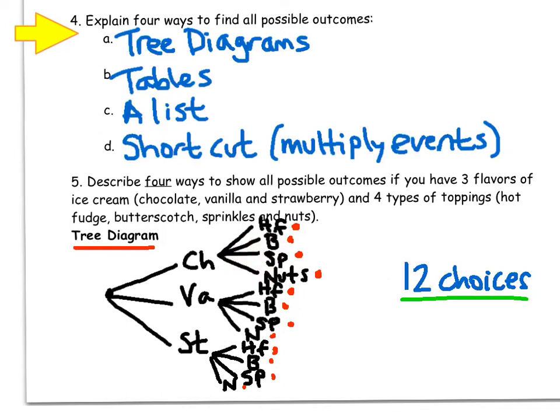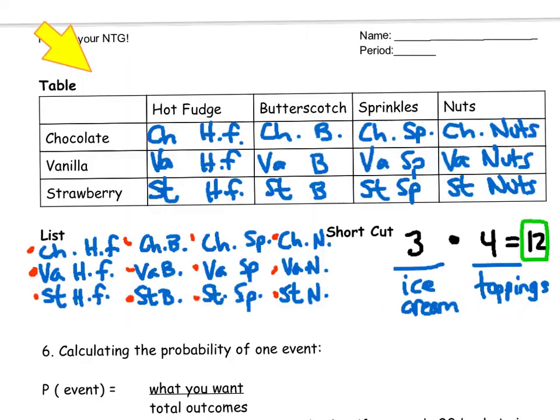On a chocolate ice cream, I could have those same 4, hot fudge, butterscotch, sprinkles, and nuts. On a vanilla ice cream, or for strawberry ice cream, I could have had hot fudge, butterscotch, sprinkles, or nuts. So if you want to count the total number of outcomes using a tree diagram, you go all the way to the right-hand side and you put little dots. See how I put little dots here? 1, 2, 3, 4, 5, 6, 7, 8, 9, 10, 11, 12. So there are 12 choices.